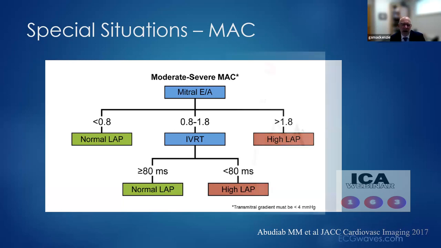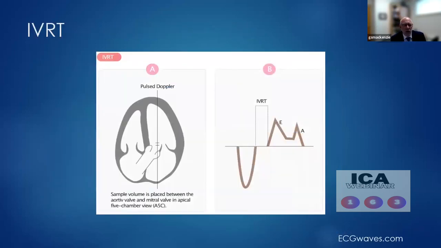Now, how do we measure that? One of the ways to measure IVRT is to look at an apical view, apical 5-chamber view, and you can place your sample volume midway between the LVOT and the mitral annulus. And what we're measuring here is that time from aortic valve closure to mitral valve opening.